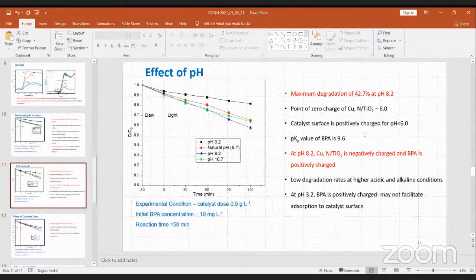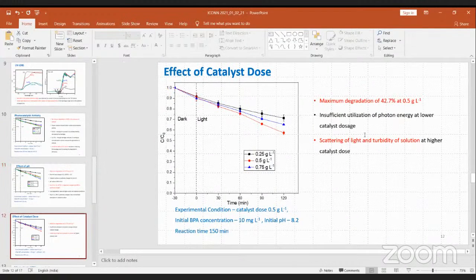Further, this co-doped catalyst was selected for the experiment with various operational parameters, and first effect of pH was studied, where we have observed maximum degradation of 42.7% at pH 8.2, because at 8.2 co-doped catalyst is negatively charged and BPA is positively charged, enhancing the degradation. In the case of effect of catalyst dose, we have observed that maximum degradation at 0.5 gram per liter is observed. As the catalyst dose increases, scattering of light and turbidity of solution causes the decrease in the efficiency.